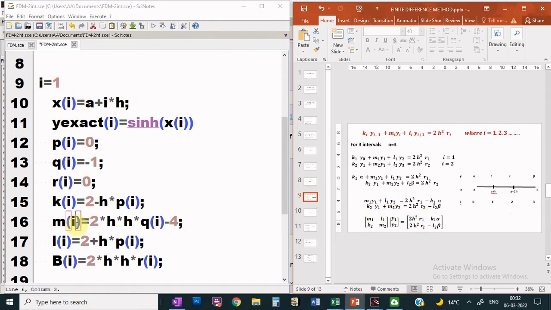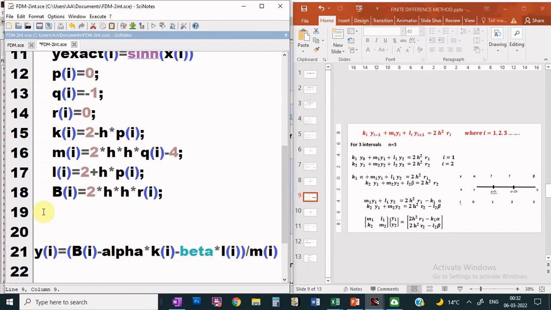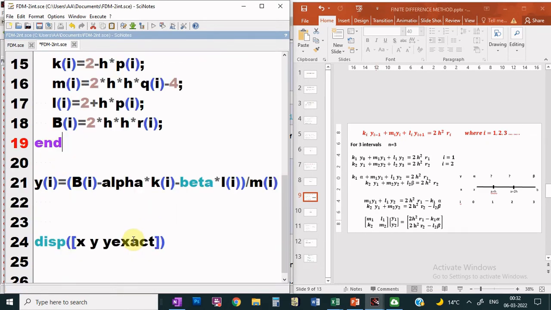Since we have to do the calculations for the two grid points, we will use the for loop here, for i equal to 1, 2. This loop will do all the calculations for both the grid points. We have to solve these two simultaneous linear equations making use of Scilab. We know how we can solve such equations. For that we define the matrix A as this and the matrix B as this, and then using the left division operator we can determine the values of y1 and y2.